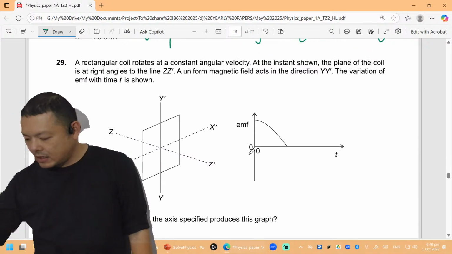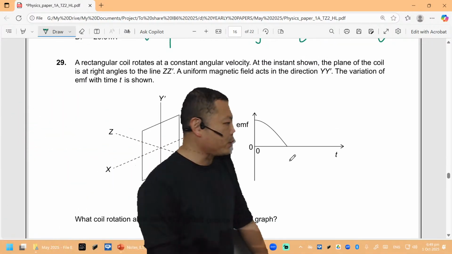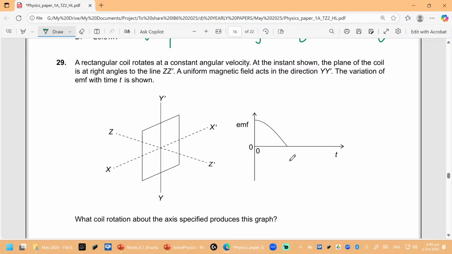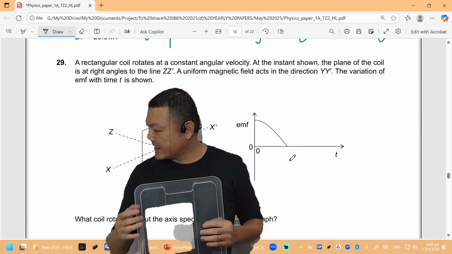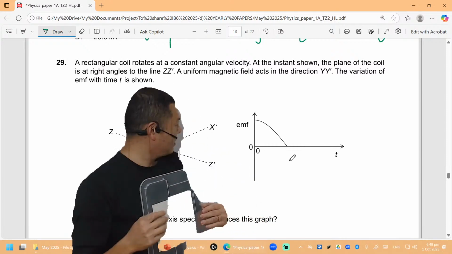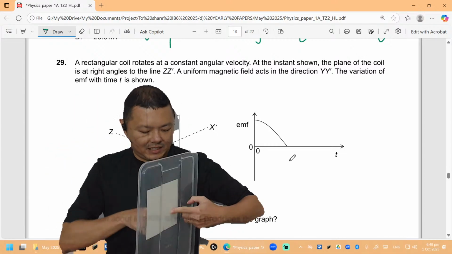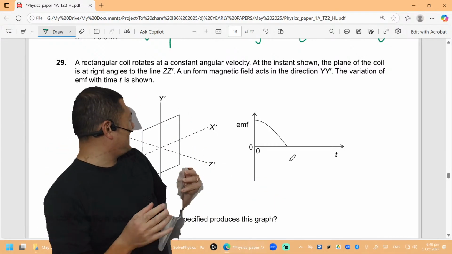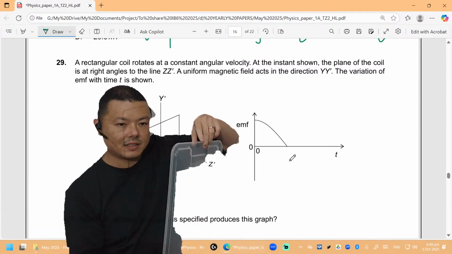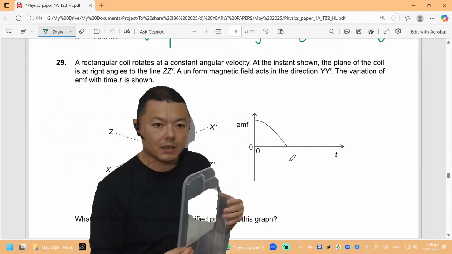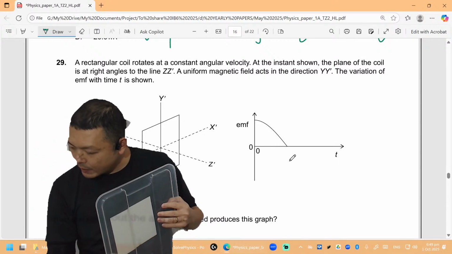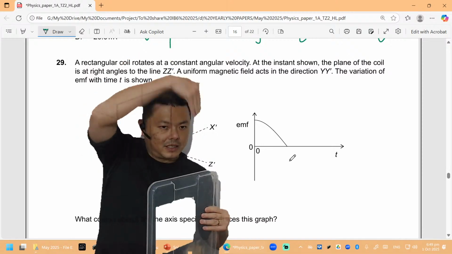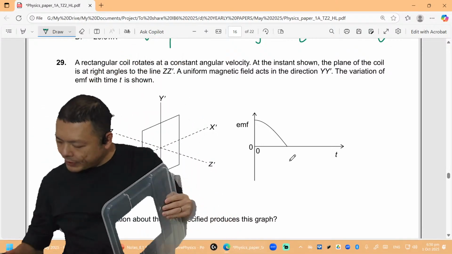29, did anybody ask for 29? Okay, for 29, I need to show you this thing. This is the rectangular coil. The z-axis is here. The x-axis is here. And the y-axis is here. Then where's the field pointing? Direction y. So the field is pointing down, in this direction here like that.